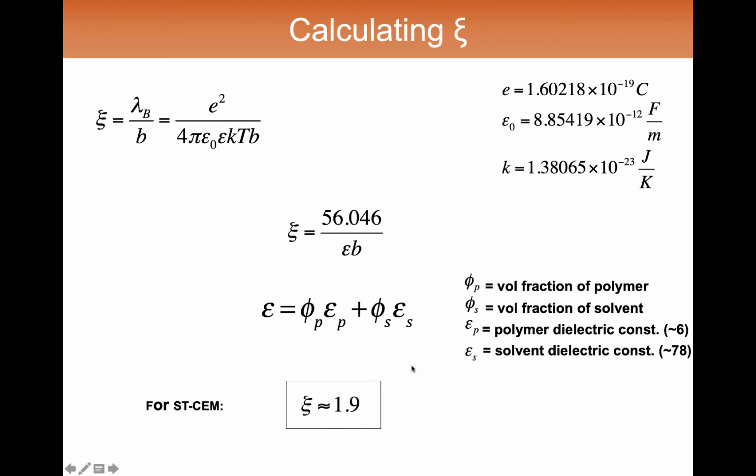The only input we've had from experimental data to calculate the Manning parameter is the volume fraction of water in the sample, so we just measure that in the lab, and the distance between fixed charges. We know the polymer structure, so we can estimate that just by simple geometric consideration. So this parameter is estimated without recourse to experimental data on ion sorption.